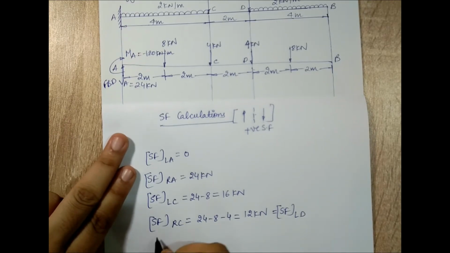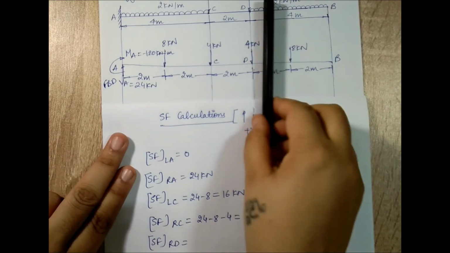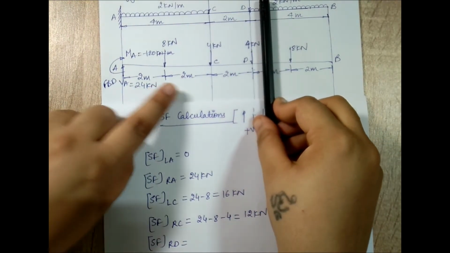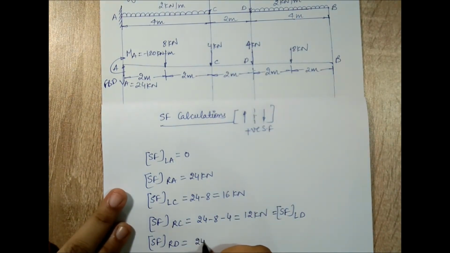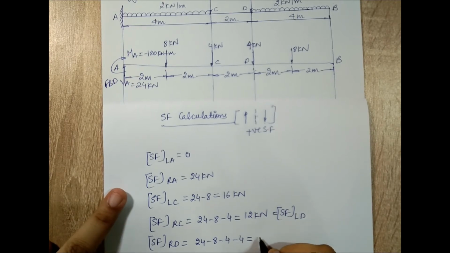Next I'll calculate the shear force to the right of D. When I walk past D, apart from these three forces, 4 kilonewton also becomes visible. So I have 24 minus 8 minus 4 minus 4. So this becomes 8 kilonewton.